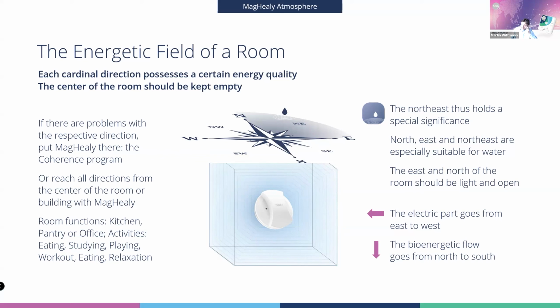And you can also apply, of course, some feng shui, or as Marcus had it, his own, let's say, Vedic way of arranging things in a room or in a house. And northeast is especially suitable for water. So the east and the north of the room should be light and open. So those are just a few small examples of how you can not only optimize your room energy with the MagHealy, but also look into where you should place things in the room, in your house, and so on.